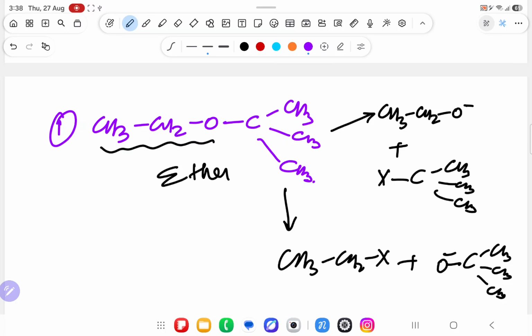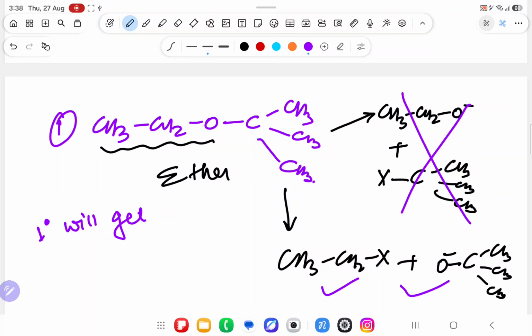Just now I have told you that the alkyl halide should be 1 degree. So the alkyl is 1 degree. This is correct and the other is wrong. So if you want to know the short trick, the 1 degree alkyl will get X. X means chlorine, bromine or iodine.